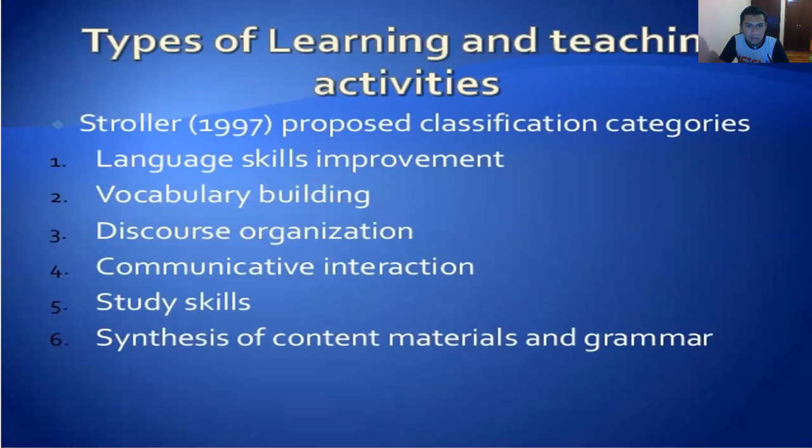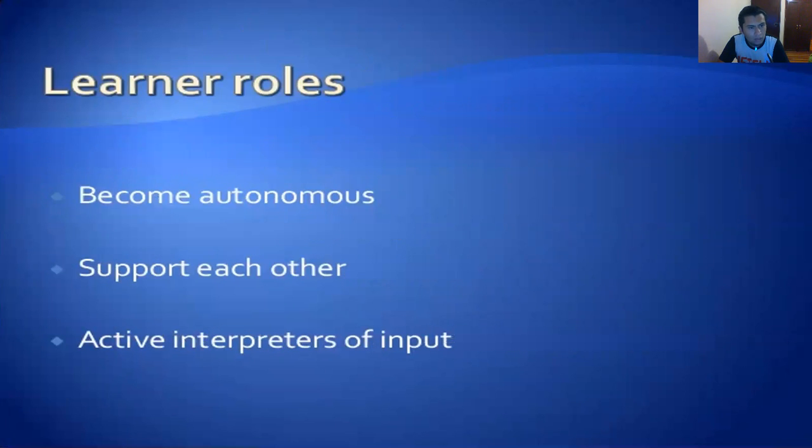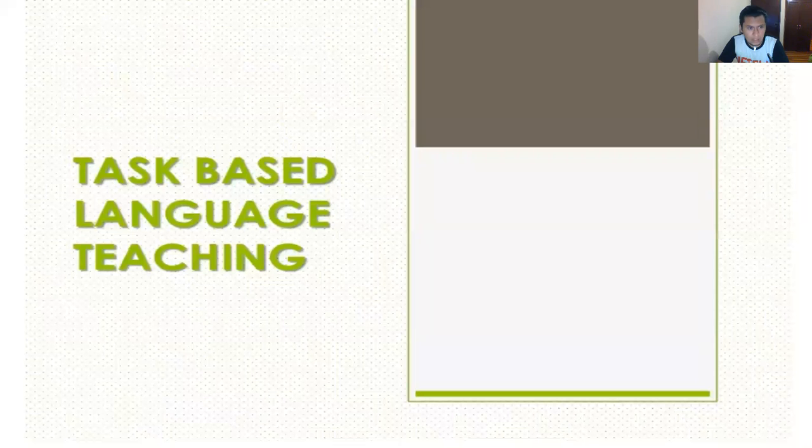The types of learning and teaching activities. Stoller 1997 proposed classification categories. First one, language skills improvement, vocabulary building, discourse organization, communicative interaction, study skills, synthesis of content materials, and grammar. And finally, the learners' roles: they become autonomous, support each other, and act as active interpreters.